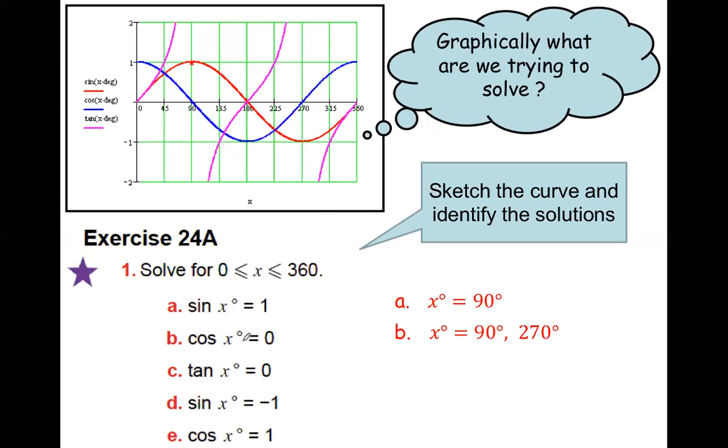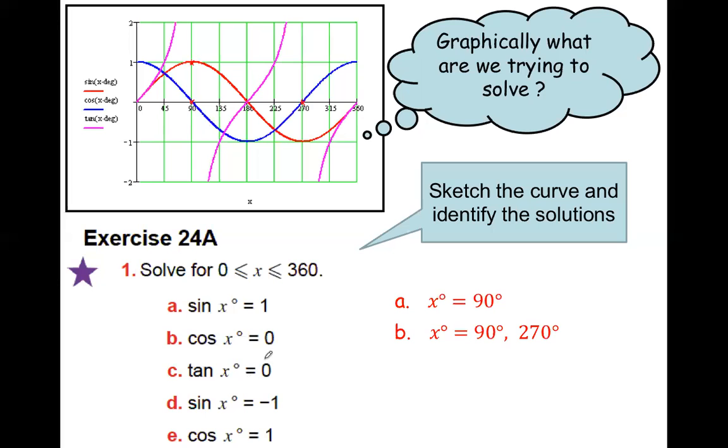Now, cos x is 0 between 0 and 360 at 90 degrees and 270 degrees. So this is my cos signal, and it cuts the x-axis here at 90 degrees and at 270 degrees. So you can call these, if you want, the x-intercepts.